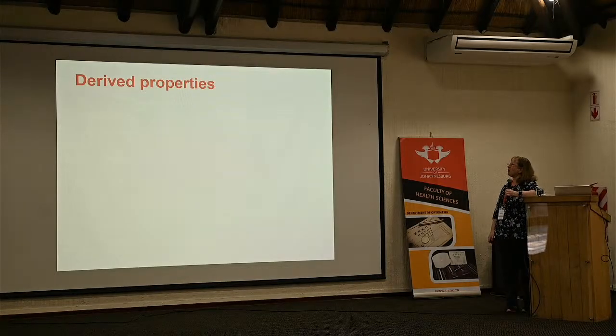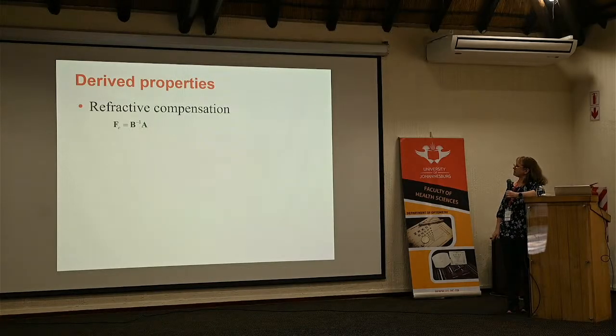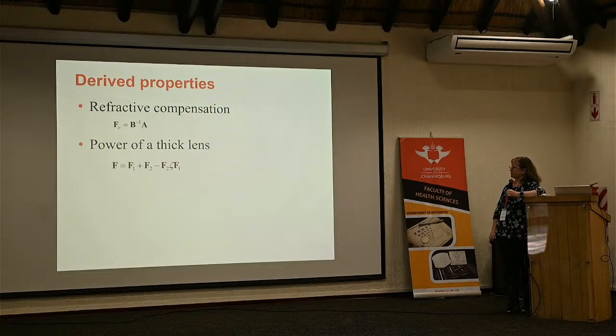Right. Let's look at some of the derived properties, or summarize the derived properties. We said that the refractive compensation at the corneal plane is now B inverse times A. We can't divide anymore, we have to invert. The power of a thick lens generalizes. It looks almost the same as for the Gaussian system, except we need to worry about the order of multiplication here. So it's F2 times F1 with the reduced thickness.